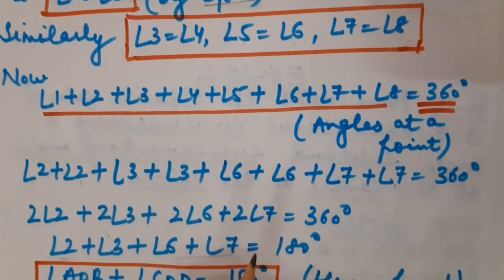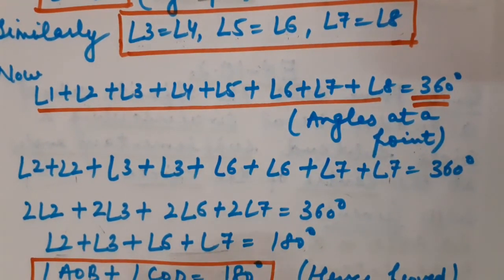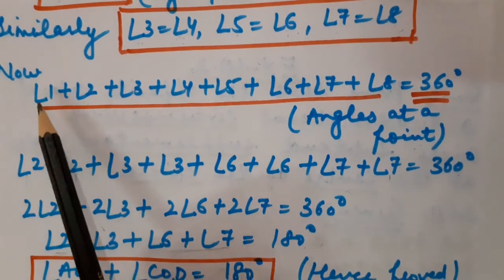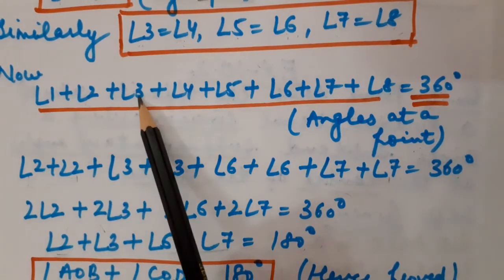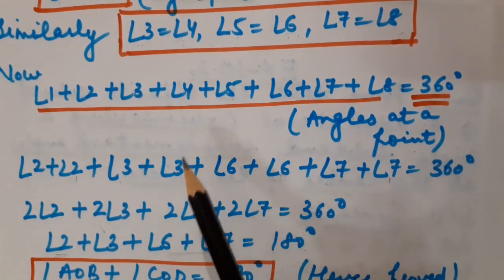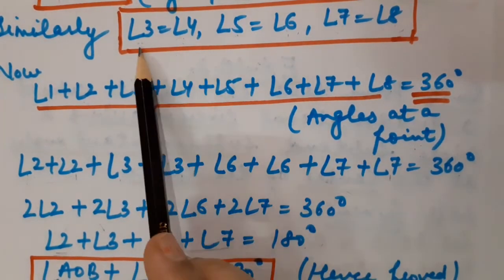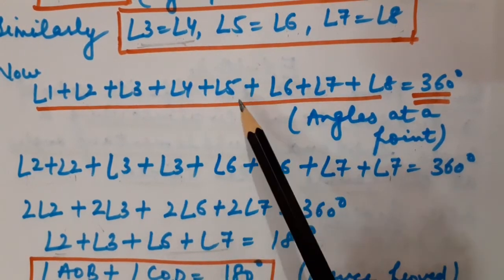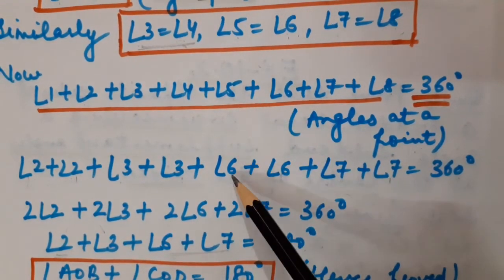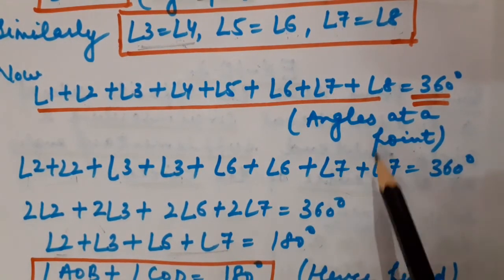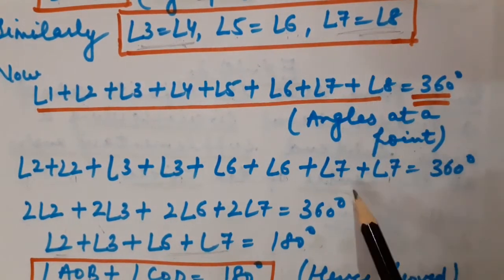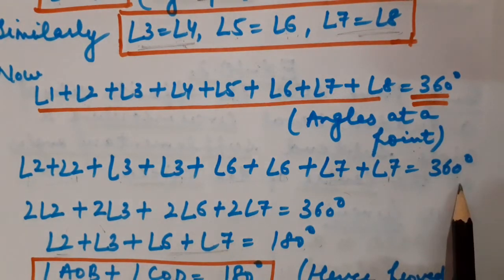Now let us start replacing them. Whatever is our requirement, those angles we are going to place over here. Okay. Angle 1 will be replaced by angle 2. Angle 2 will remain angle 2. Angle 3 will remain angle 3. Angle 4 will be replaced by angle 3. Why? Because 3 and 4 are equal. At place of angle 5, I have written angle 6. Here angle 6 will remain as it is. Angle 7 plus at place of angle 8, I have written angle 7 is equal to 360 degree.